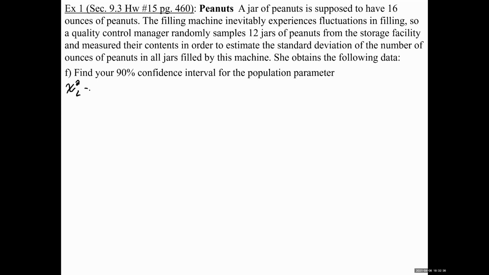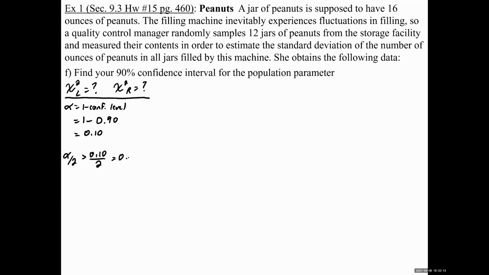Chi squared left, what is that? And then chi square right, what is that? Now, some of it's going to be, again, similar to the way we did things in the last couple of sections. So you're going to start off by writing alpha is 1 minus the confidence level. Similar to what we've done before. The confidence level is the 90%, right, as a decimal, 0.90. 1 minus 0.90 is 0.10. Then you got to divide it by 2. Always divide it by 2. So 0.10 divided by 2 gives you 0.05.